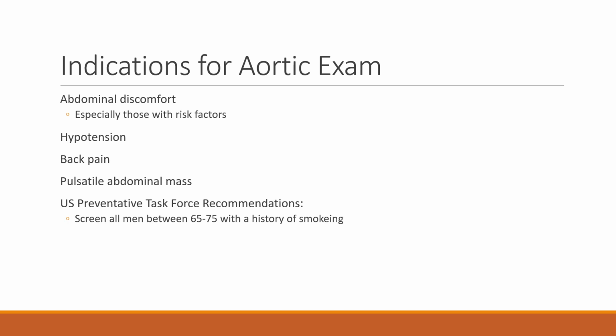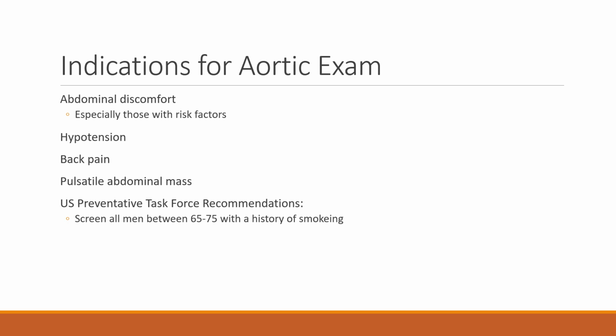So indications for an aortic exam often start with abdominal discomfort, especially in those with increased risk factors. So if you have an elderly gentleman, he's smoked for years, his father died of a AAA rupture, and now he's complaining of some back pain or abdominal discomfort, this might be a really good indication for an exam. Hypertension is going to be a really good indication that there's a possibility of aortic rupture, and so that would be something you'd want to look at immediately.